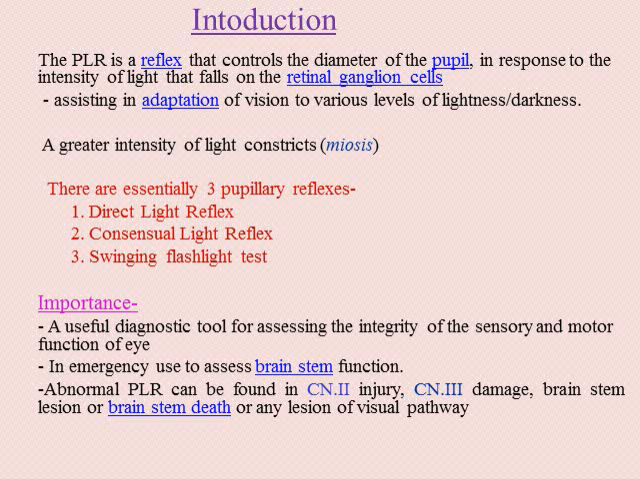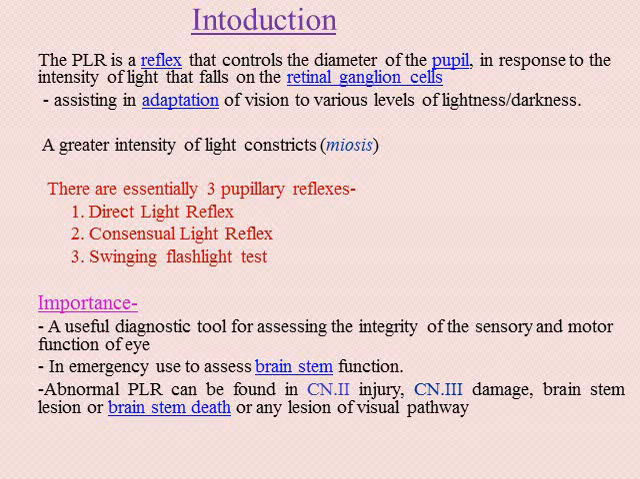A greater intensity of light constricts the pupil, which is known as miosis, thereby allowing less light to enter into the eye. There are three pupillary reflexes: direct light reflex, consensual light reflex or indirect light reflex, and swinging flashlight reflex.